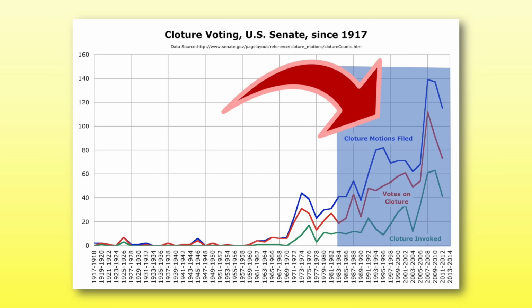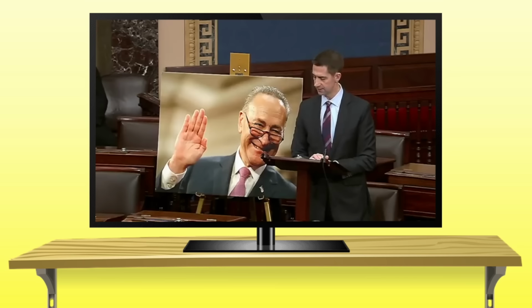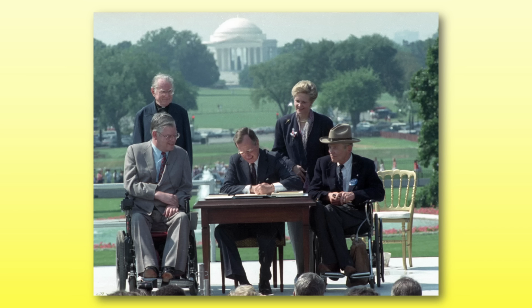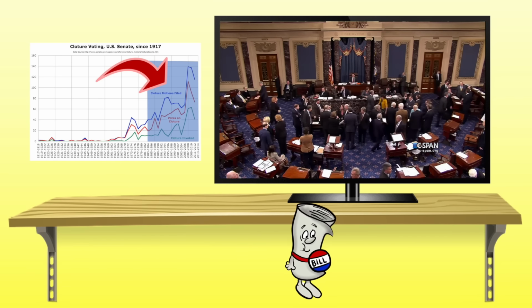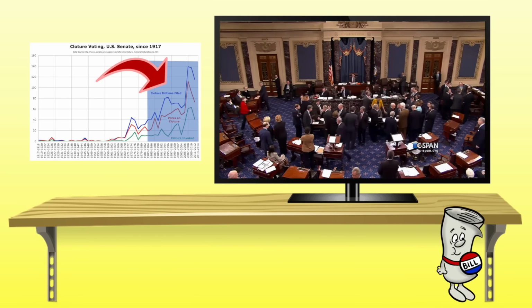This graph is a quick way to see how filibustering has dramatically increased since the 1970s. In other words, the minority party in the Senate has been a lot louder and more powerful since then. Now, it's not like the Senate hasn't passed laws since the 1970s, but it's been increasingly difficult for them to pass meaningful laws ever since.